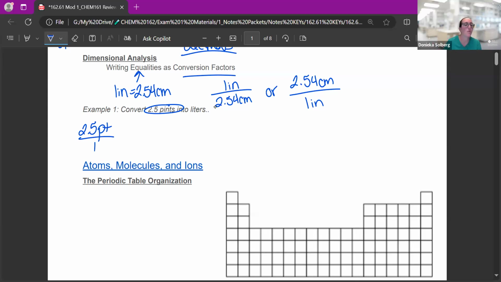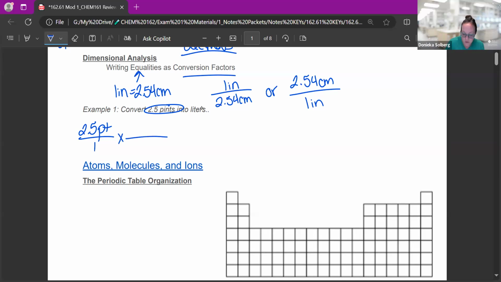Okay. Now, I want to convert it into liters. So my goal is to get it to liters. Now, I don't know how many pints are in a liter off the top of my head. I do know how many pints are in a quart and how many quarts are in a gallon. There's 2 pints in a quart. There's 4 quarts in a gallon. So there's 8 in a gallon. So I'm going to convert to gallons first.